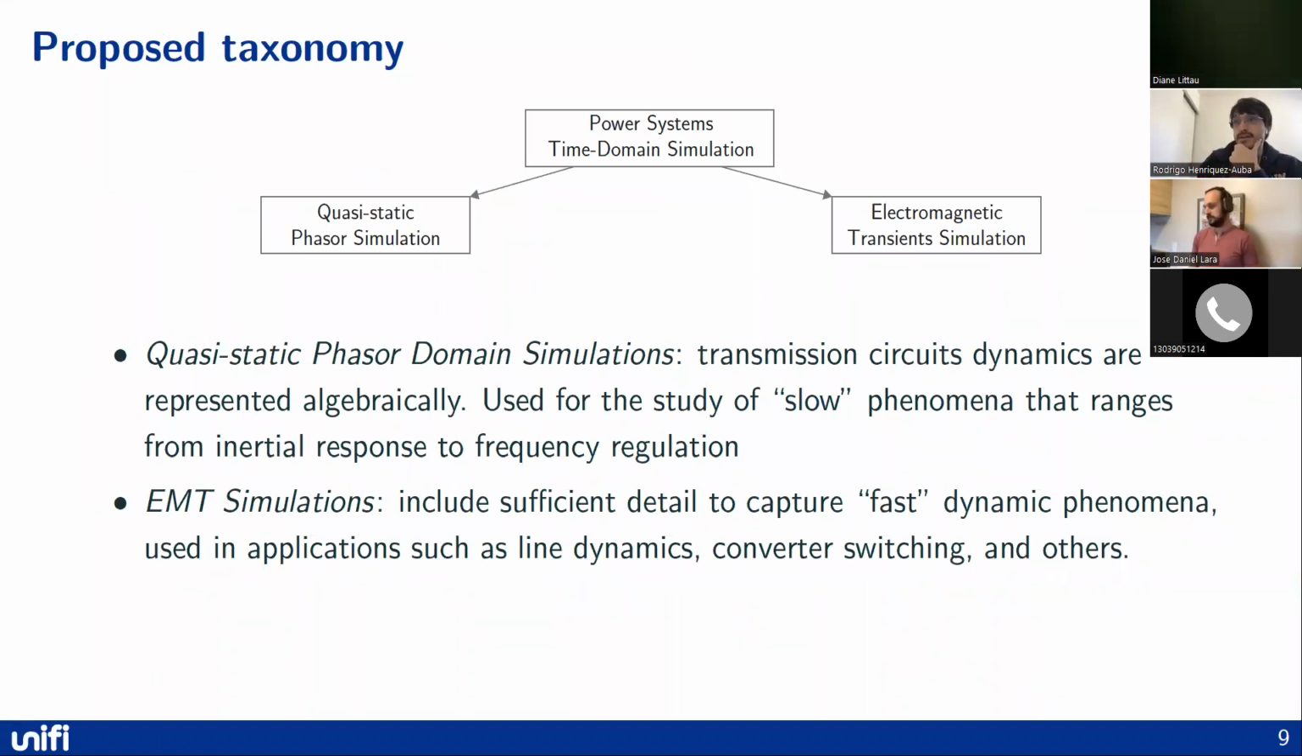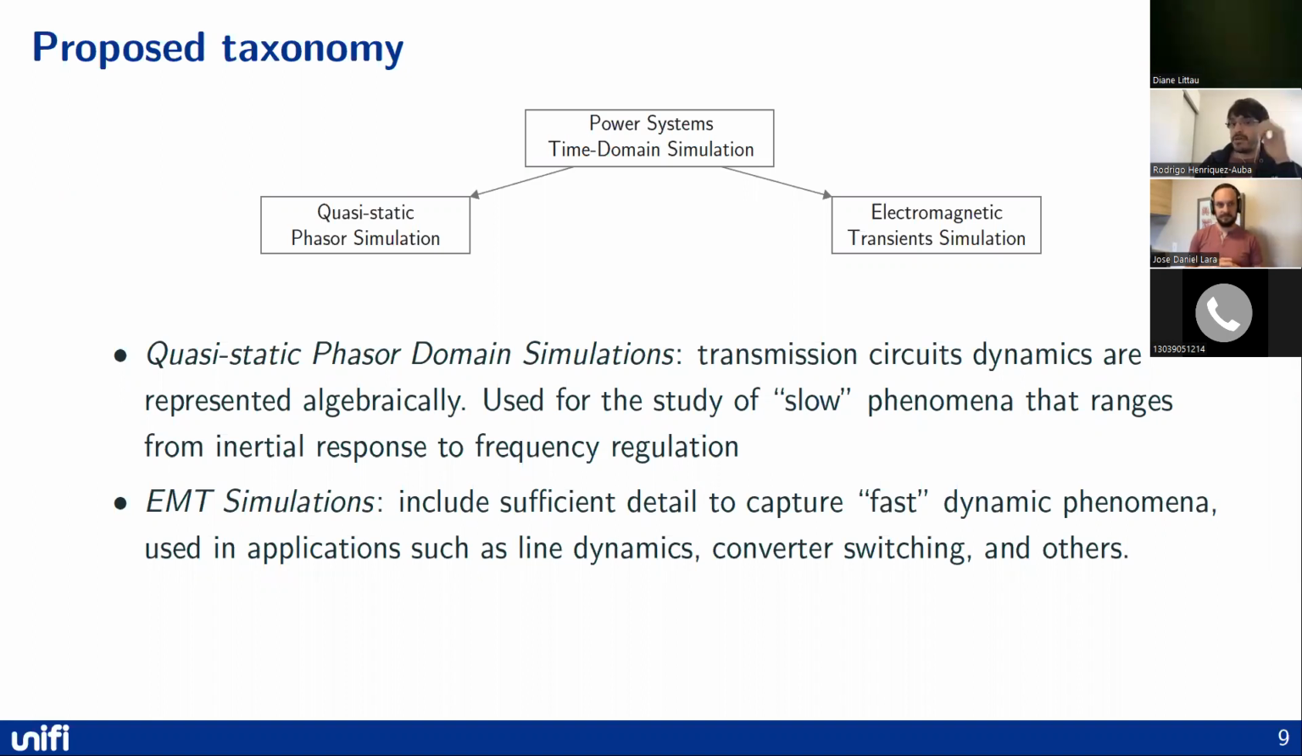So yeah, moving on, we introduce our taxonomy first, and the initial classification of this type of domain simulation is mostly rooted in how you model the network. In a quasi-static phasor simulation, also known as time-varying phasor simulation, or simply called phasor simulation, the network dynamics are represented algebraically, commonly using the admittance matrix relationship between voltages and currents. And this type of simulation is suited to study slow phenomena such as inertial response, angular stability, frequency response, among others.